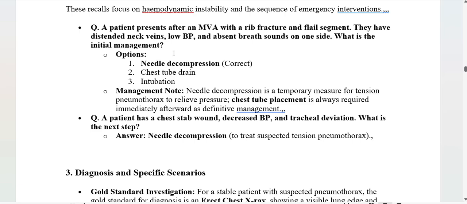Distended neck veins with low BP, and absent breath sounds on one side. What is the initial management? Needle decompression. Needle decompression is a temporary measure for tension pneumothorax to relieve pressure. Chest tube placement is always required immediately afterwards as definitive management.